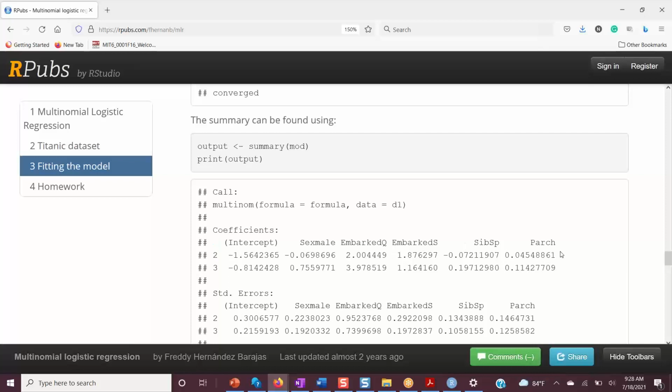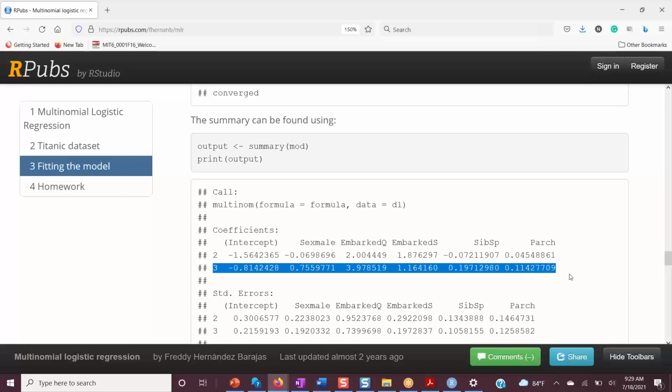Is everybody good with what I'm talking about? So there are actually 2 models here. There are 3 classes, and there are 2 models. Listen very carefully. 1 versus 2 is this model, passenger class 1 versus 2. The other one is 1 versus 3, that is this model.